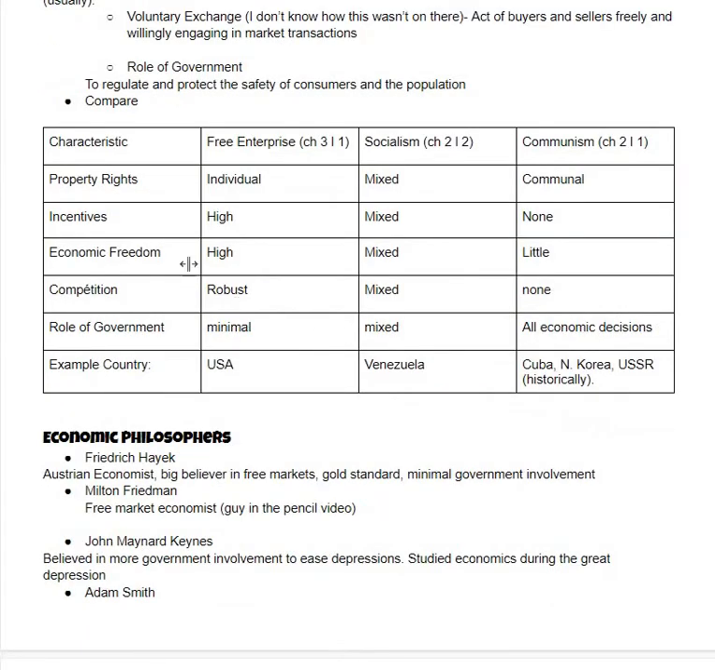Now to compare, this is pretty self-explanatory, so I'm not going to go over it too much in detail. We've talked about all this, but here's the answers to the chart right there for you to fill in. Pay attention to the example countries here for each type of economy. And then again, property rights. I went ahead and just made it quick so you don't have to type too much.